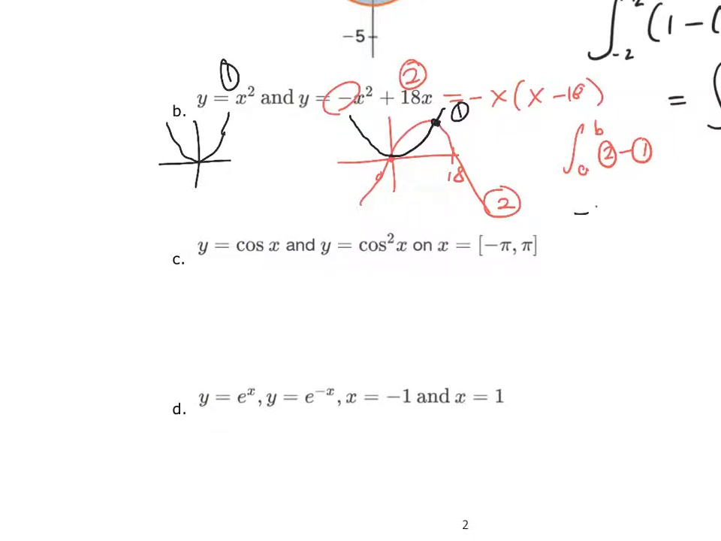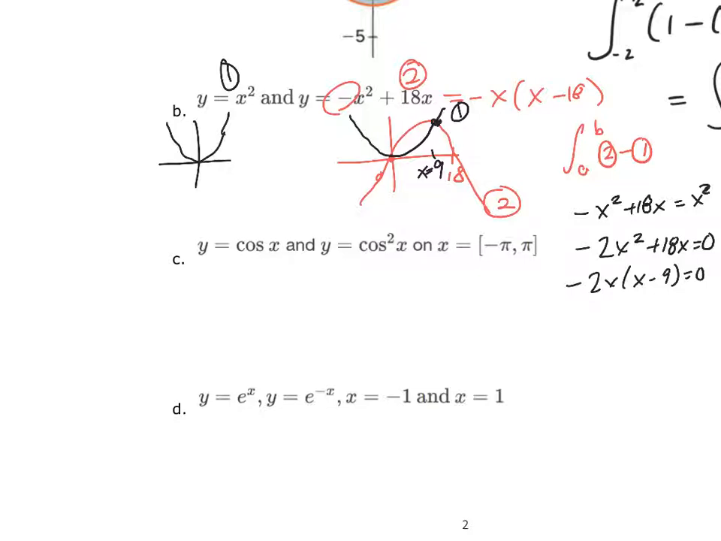So I have negative x squared plus 18x is equal to x squared. I'm going to bring that x squared to the other side, so I have negative 2x squared plus 18x is equal to 0. And I'm going to factor out a negative 2x, leaving me x minus 9 is equal to 0. So I know that this x value is when x is 9. So a lot of algebra without using any graph.